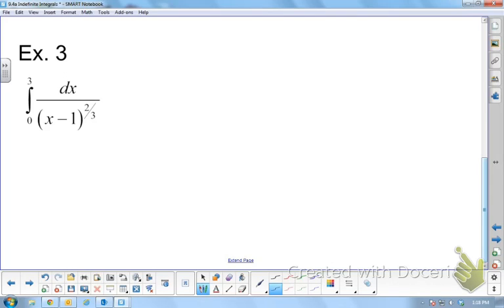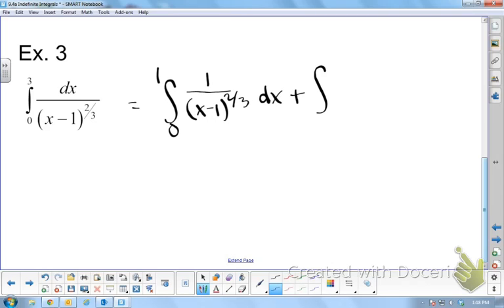We have to say the integral from 0 to 1 of 1 over (x minus 1) to the 2/3 dx, plus our second integral from 1 to 3 of 1 over (x minus 1) to the 2/3 dx. And then we're going to have to replace both of these with a limit. We just have to decide which side we are approaching from.